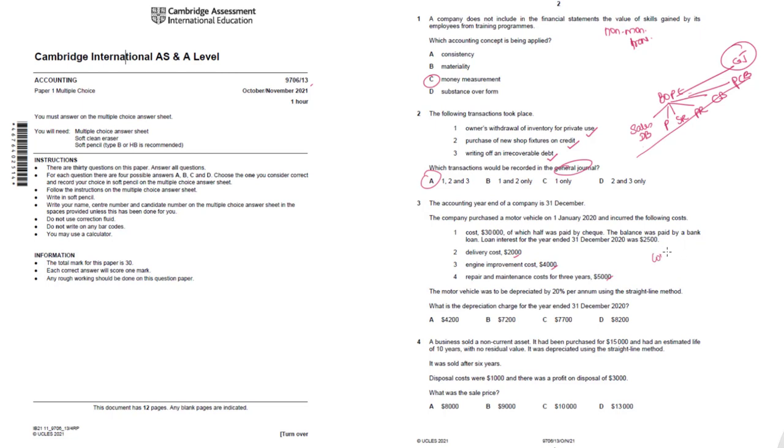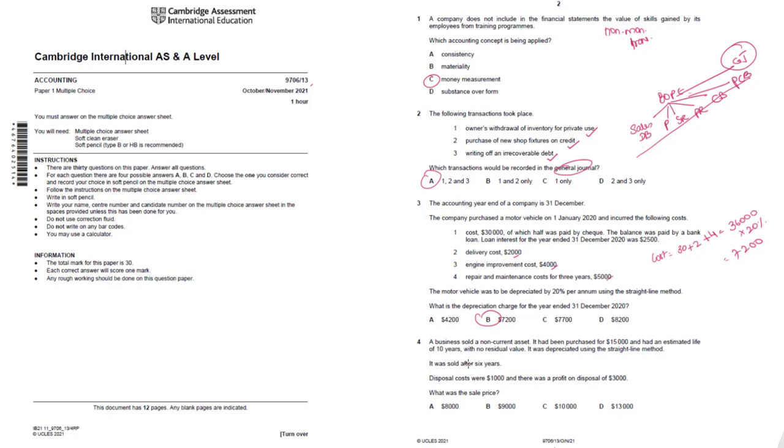So first we will have to calculate the total cost, which is 30,000 plus the interest. We will not include it in the capital expenditure in the cost, it's a revenue expenditure. The delivery cost 2,000 and engine improvement cost 4,000, so 36,000. Depreciation is 20%, so multiplied by 20%. Full year, so 7,200, so 3B.